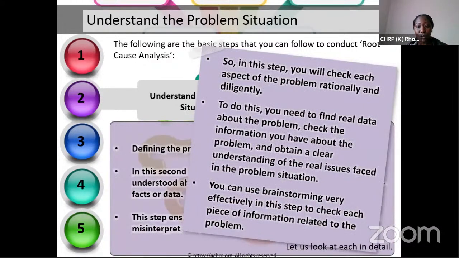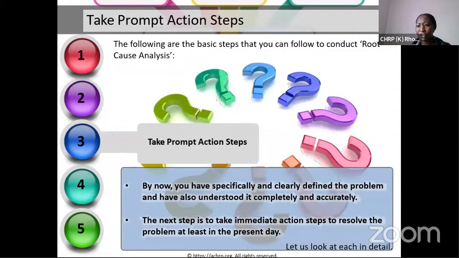And that's why we are saying also the objectivity. Again, when you're understanding the situation, there is need to check each aspect of the problem rationally and also diligently. And then we also need to find the real data of the problem, maybe from the people in customer service, and collect all the information about this problem we are dealing with, so that we have a clear understanding of the real issues that you are dealing with. Then we can use brainstorming for people from different departments, especially the front facing or the people who've been affected by the issue.